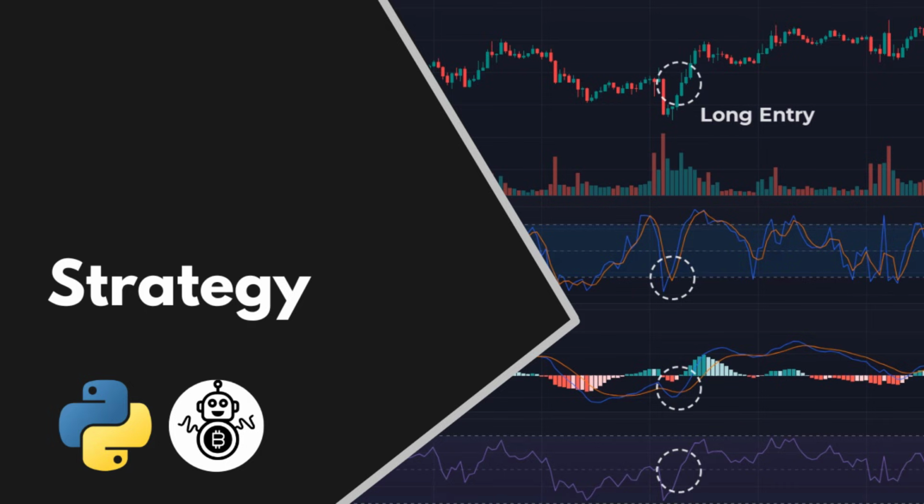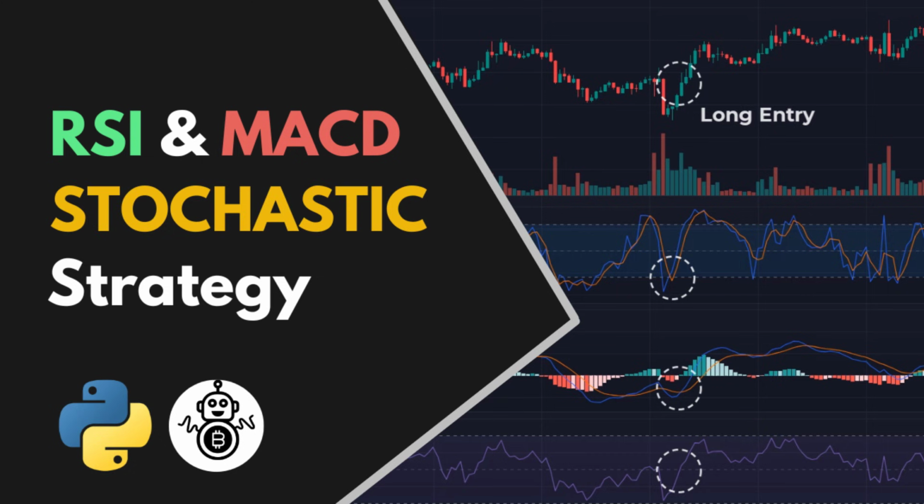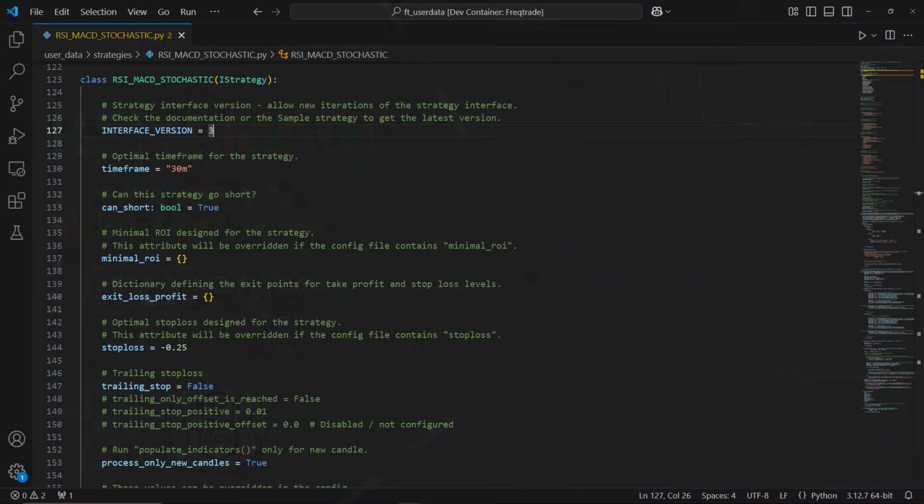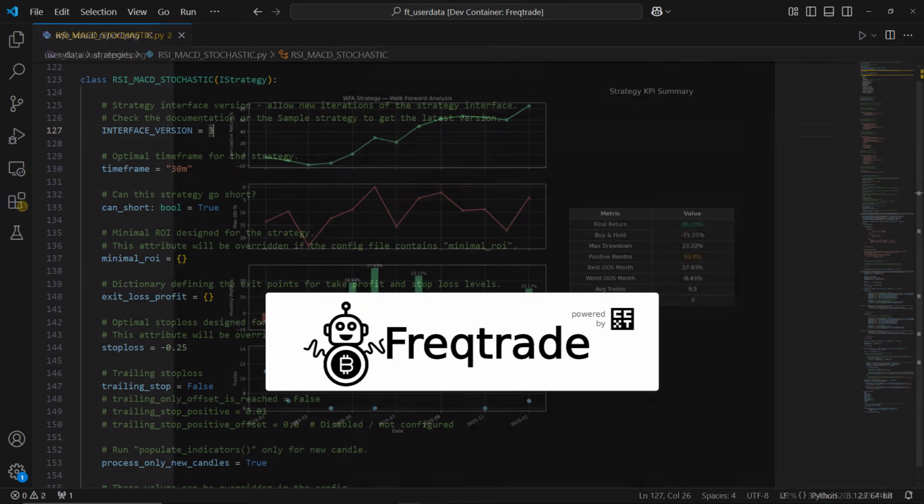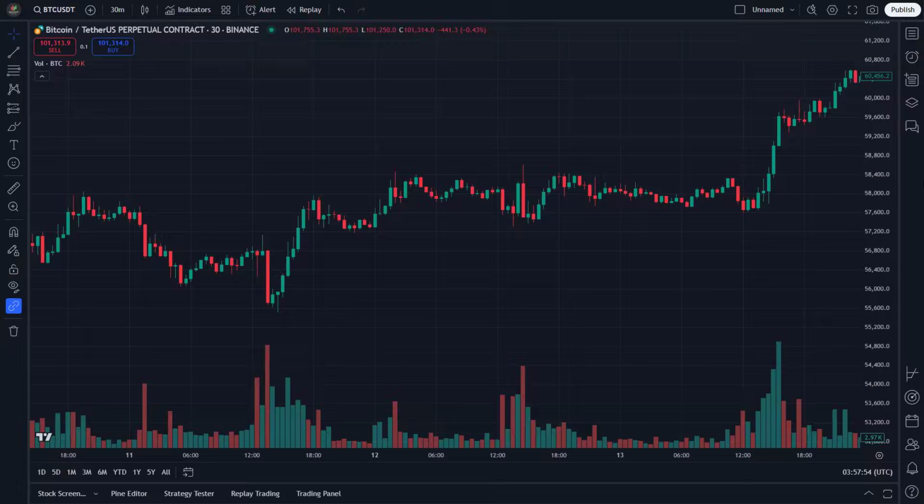In today's video, I'm going to test an RSI, MACD, and stochastic trading strategy to see how well it performs. We'll code the entire strategy in Python, optimize it using Freqtrade, and run backtests to evaluate its effectiveness. So, let's dive right in. To begin, let's quickly go over the key indicators we'll be using in this strategy.